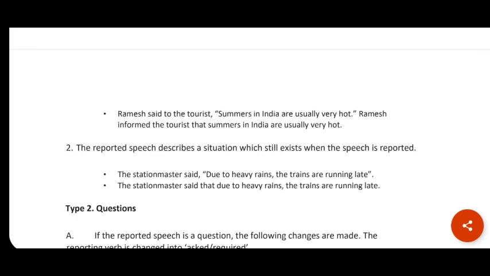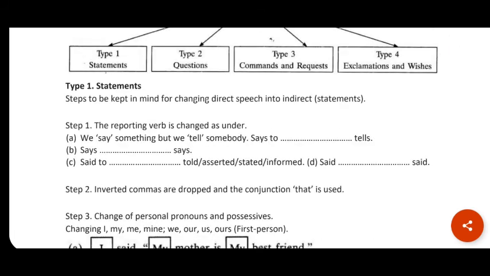Now we have done type 1, statements. So in our next video we will see type 2, questions, how to change questions into indirect speech. So today we have seen how to change statements into indirect speech. So let us recap whatever we have learned. So the first step is the change in the reporting verb.